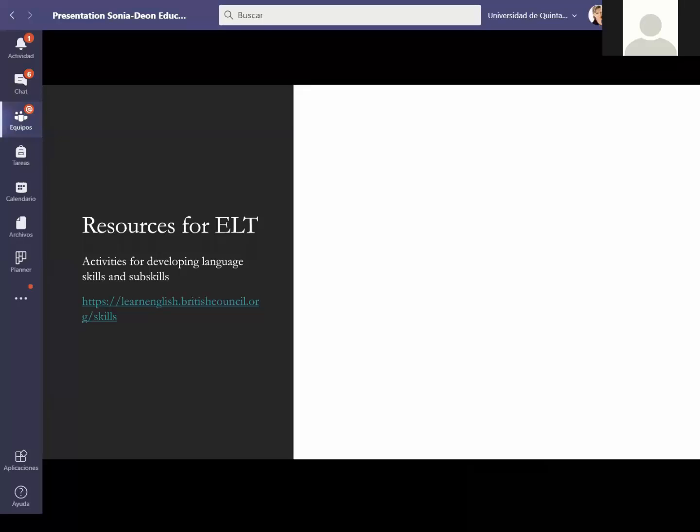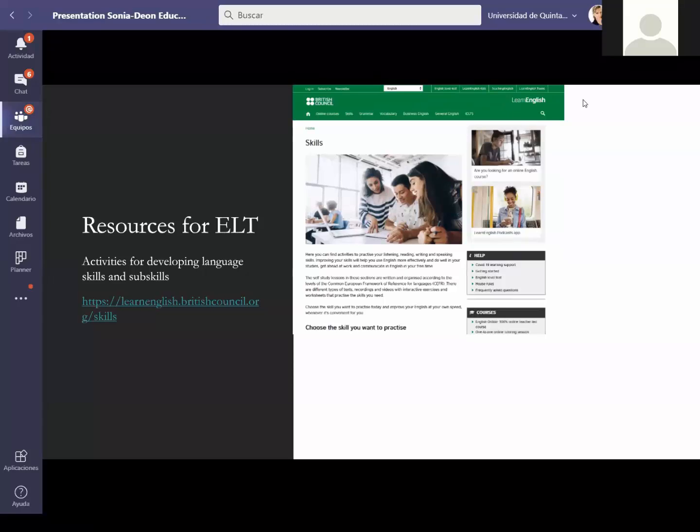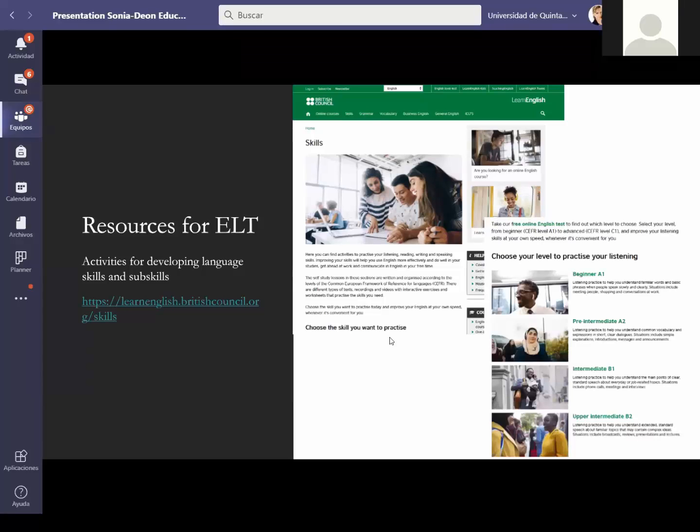A second one for developing language skills and sub-skills has to do with 2 sites that come from the British Council. So the British Council actually has the first one, which is Learn English. And one of the things that you can notice up here is that it has the skills, and then it also has sub-skills, okay? So this provides helpful resources according to skills and sub-skills. And one of the things that I like is that you can choose also according to students' language level.